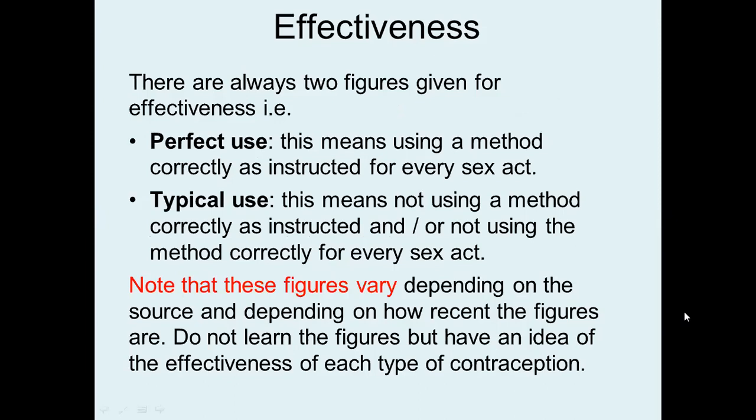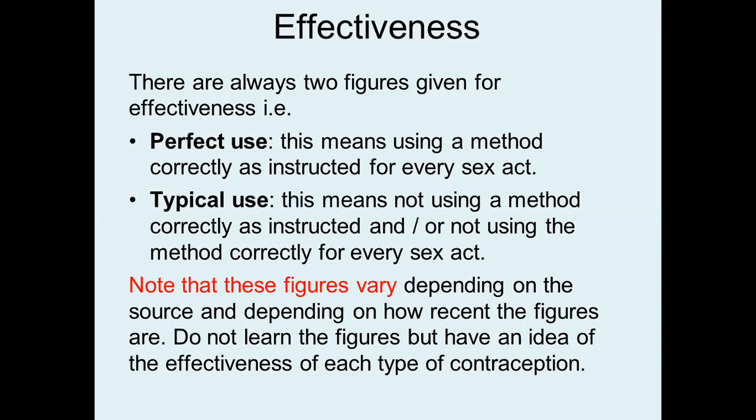There are always 2 figures given when effectiveness is quoted. The first one is perfect use, and that means using a method as instructed for every single sex act. Typical use means not using a method correctly as instructed and or not using the method correctly for every sex act. These figures vary depending on the source and depending on how recent the figures are.